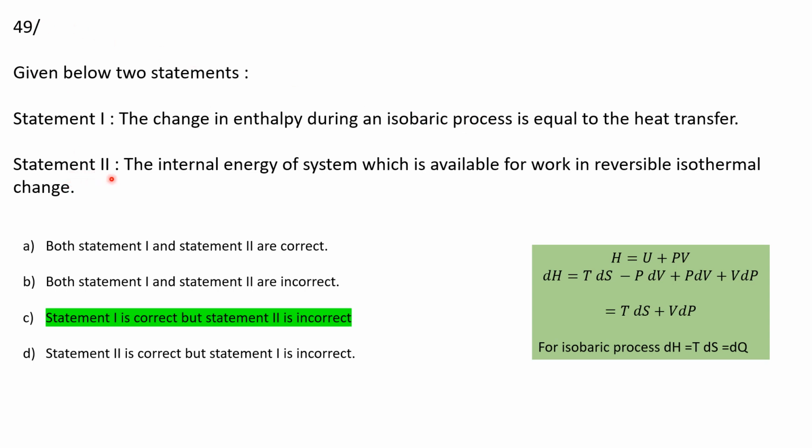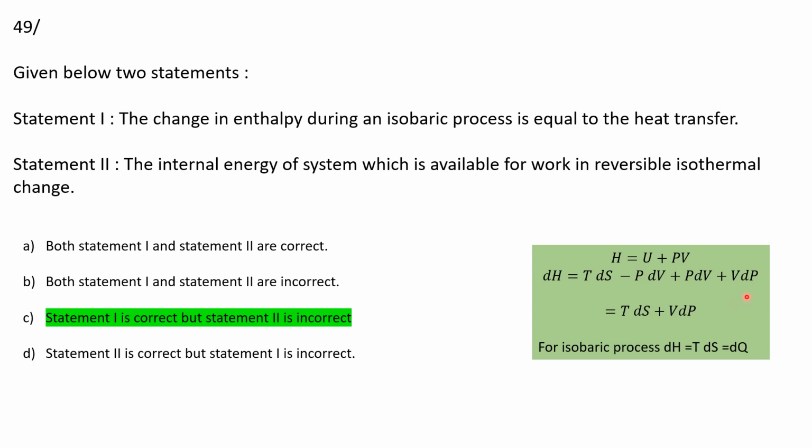And the second statement says the internal energy of a system which is available for work is in a reversible isothermal change. So from here we can say that statement 1 is correct, and also we have the explanation that enthalpy will be equal to U plus PV. So here we can write dH is equal to dU plus d(PV). So from here dH will be equal to TdS minus PdV plus PdV plus VdP.